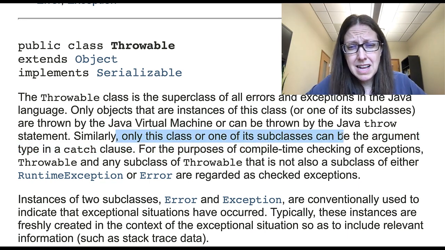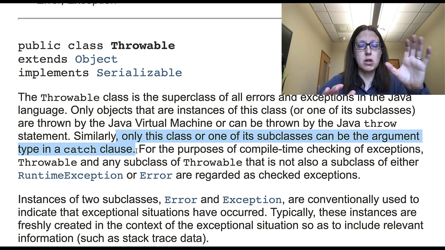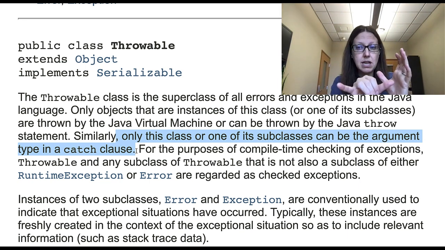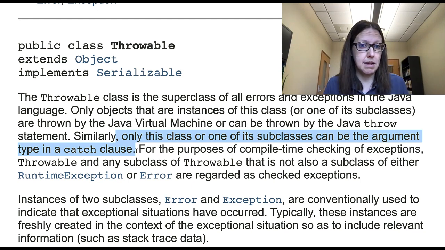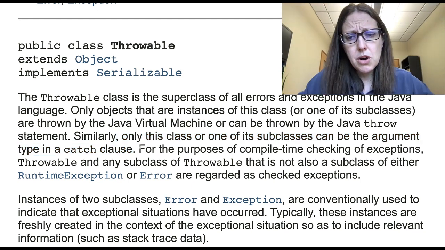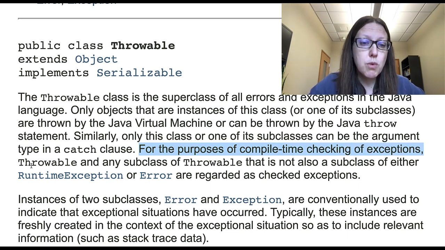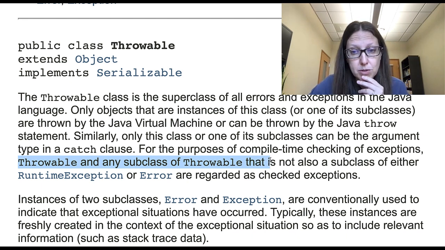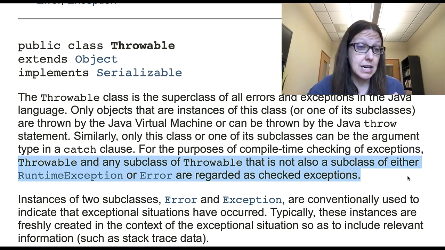Similarly, only this class or one of its subclasses can be the argument to a catch clause. Remember, we have catch and then the parentheses, the type of the exception. So it's got to be something of Throwable or one of its subclasses. Okay, now for the purpose of compile time checking of exceptions, Throwable and any subclass of Throwable that is not also a subclass of either RuntimeException or Error are regarded as checked exceptions.